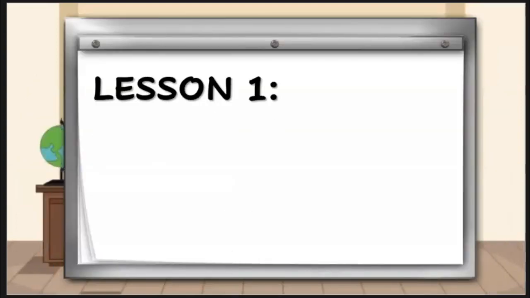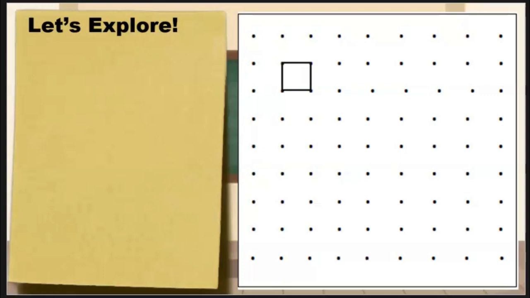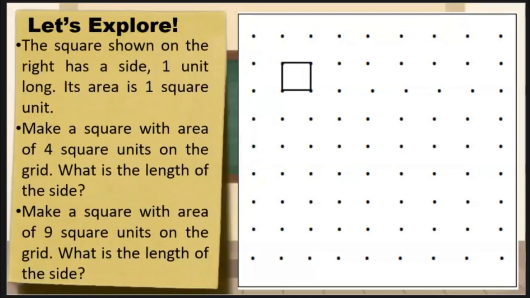Now, let's proceed to the first part of this module, which is principal roots and its nature. Turn to your module on page 5. Let's explore. The square shown on the right has a side 1 unit long. Its area is 1 square unit. Make a square with area of 4 square units on the grid. What is the length of the side? Correct! The length of the side is 2 units.